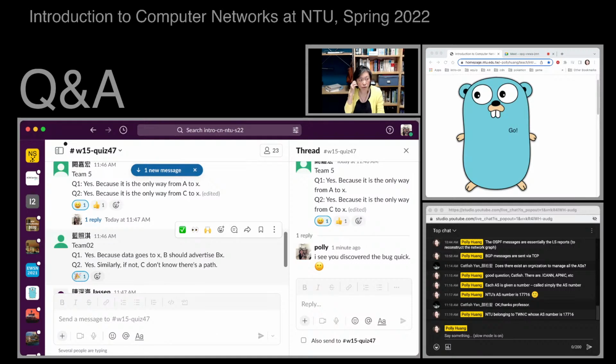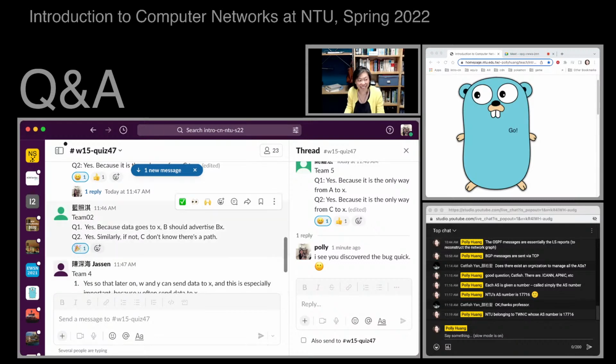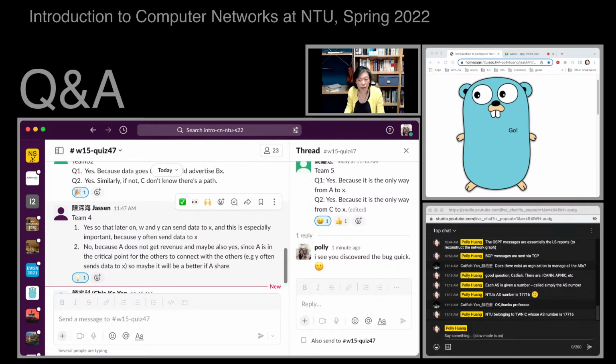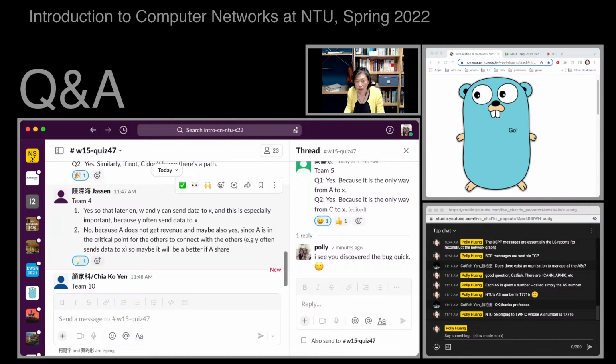Although the scenario was that Y is the one sending data often to X, W might want to send data to X as well. If it's not connected, what can you do? And some other people in Y might want to send data to X. That's why I love team 4's solution here. So later on W and Y can send data to X.